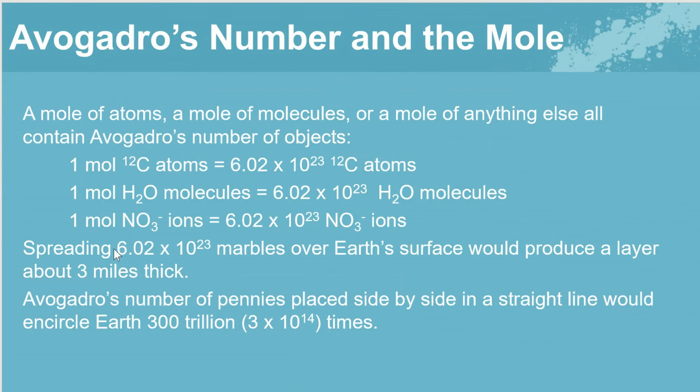Spreading 6.02 times 10 to the 23 marbles over Earth's surface would produce a layer about 3 miles thick. I don't know if you can imagine that. I can't. Avogadro's number of pennies placed side by side in a straight line would encircle the Earth 300 trillion times. That doesn't help either. I can't imagine that.